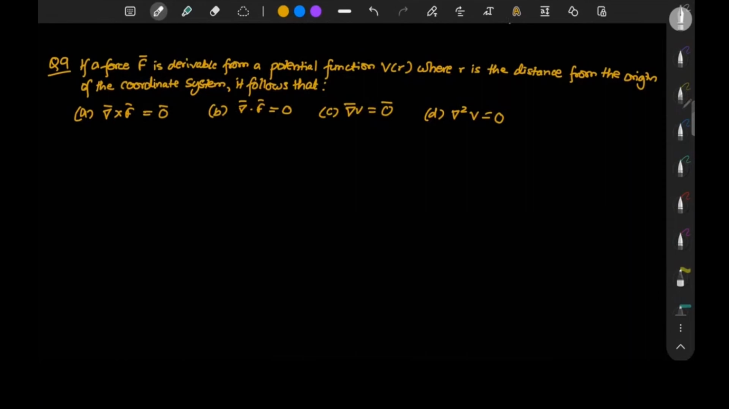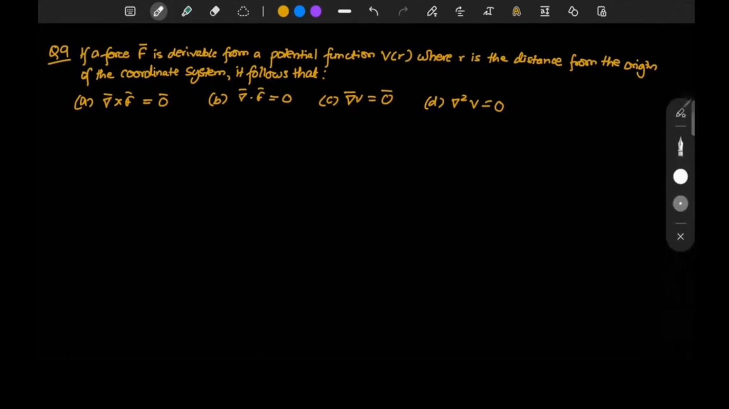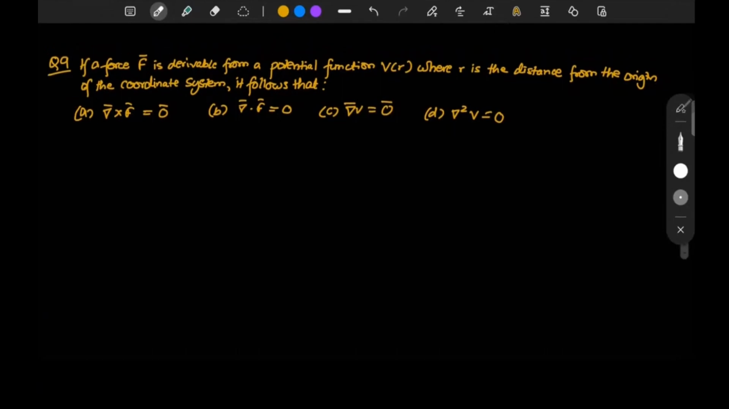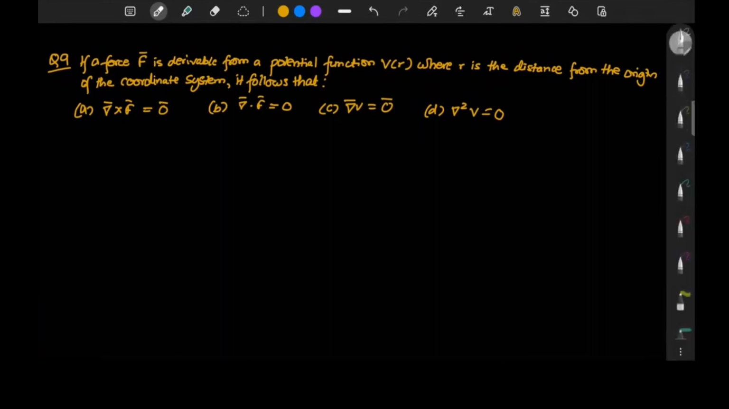So now this question says, if a force vector F is derivable from a potential function V, V as a function of R, where R is the distance from the origin of the coordinate system, it follows that, and we are given a bunch of options for gradient and for curl and for divergence. So this is quite a simple question based on the properties of vectors, vector calculus rather.